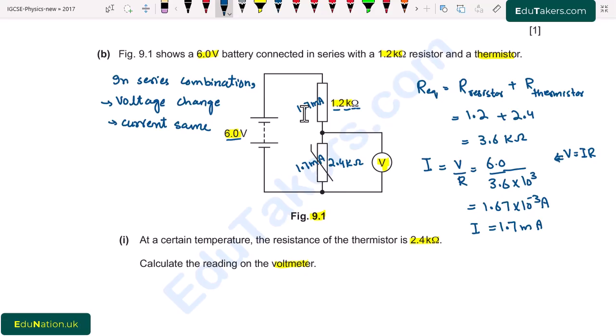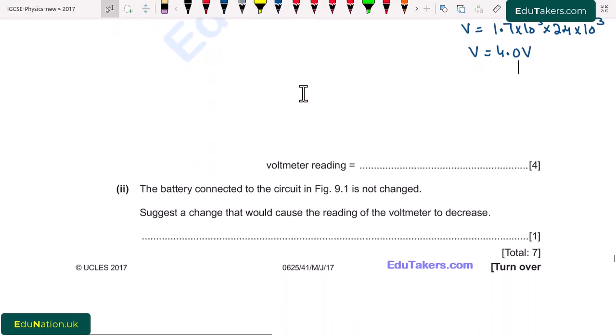So here we know the value of current and the resistance of this thermistor, so we can easily find out the voltage, that is the reading of voltmeter. So again using Ohm's law, that is V is equal to IR, V will be equal to current 1.7 into 10 to the power minus 3 multiplied by the resistance 2.4 into 10 to the power 3, so that the value of V comes to be 4.0 volt. This is the reading of voltmeter. I write here it is equal to 4.0 volt.